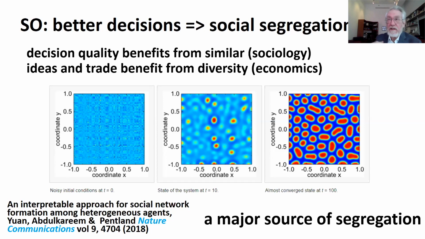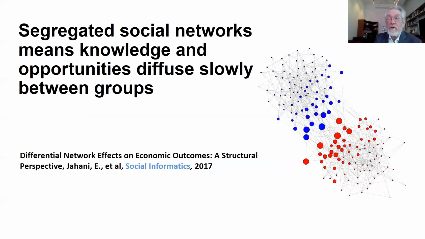This is a persistent source of segregation, not one that's done from arbitrary history or something like this. This is something that will exist for all time because it's based in these very basic qualities of decision making and the conflicts of exploitation versus exploration, which is shared by all species and in fact any social agents. So these segregated networks, of course, mean that knowledge and opportunities diffuse slowly between groups. There's a citation for it.